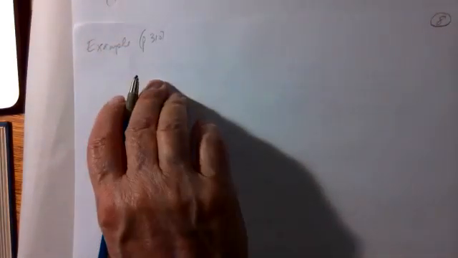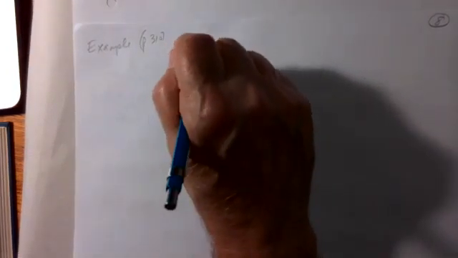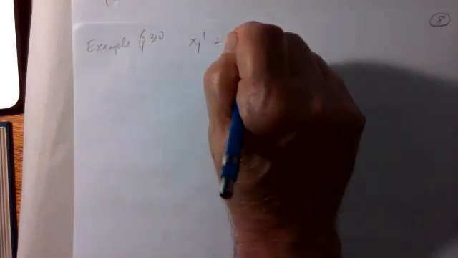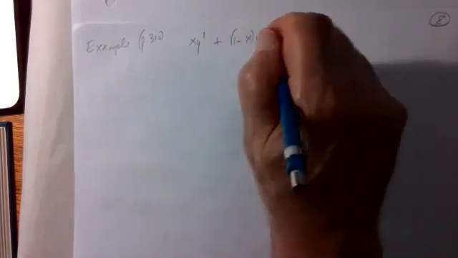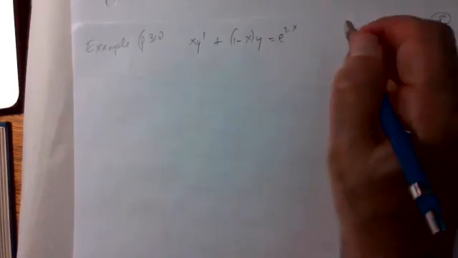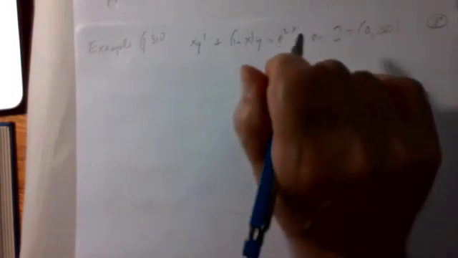So here is the example. On the notes I distributed, this is on page 310. I only gave out maybe 10 pages of notes, but the pages are numbered. This is page 310. Find all solutions of the first order differential equation xy prime plus 1 minus xy equals e to the 2x on the interval from 0 to infinity.